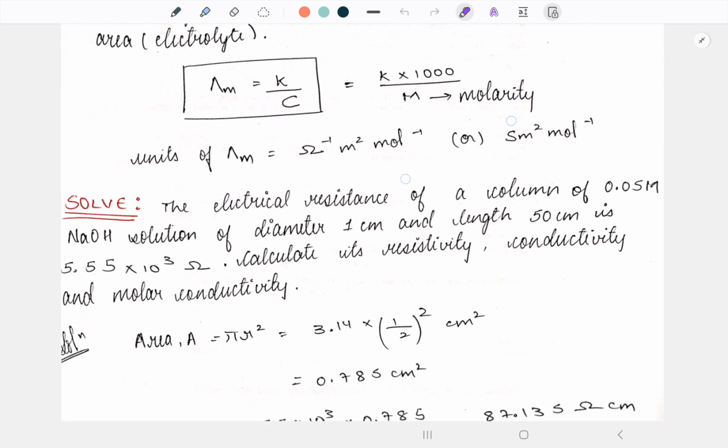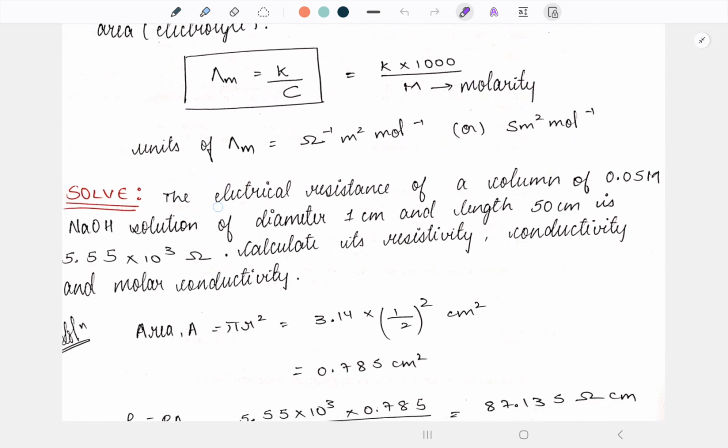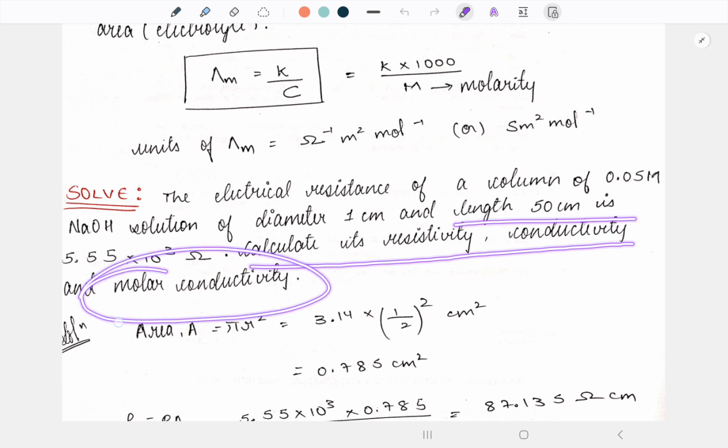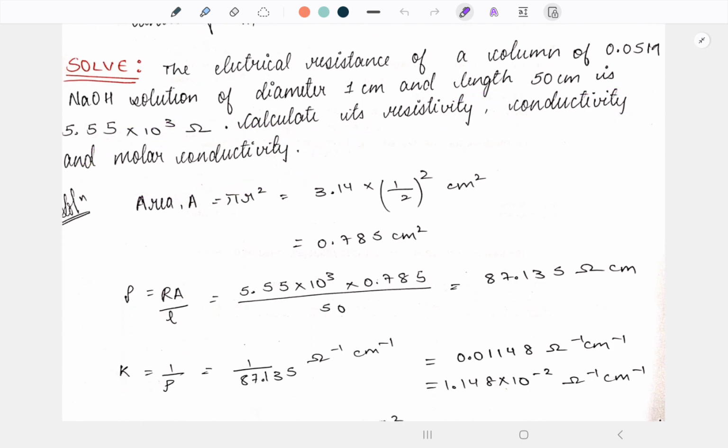Let us solve a question. The question states that the electrical resistance of a volume of 0.05 molar NaOH solution of diameter 1 cm and length 50 cm is given. So we have to calculate the resistivity, conductivity and molar conductivity. So we know the area is pi r square. So placing the values we get the answer to be 0.785 cm square.